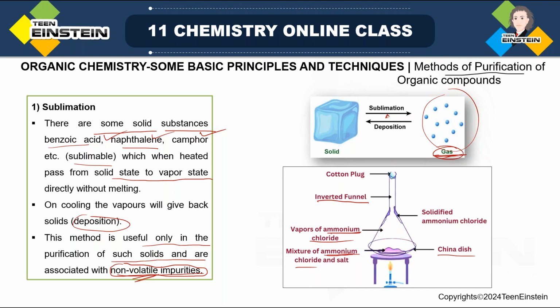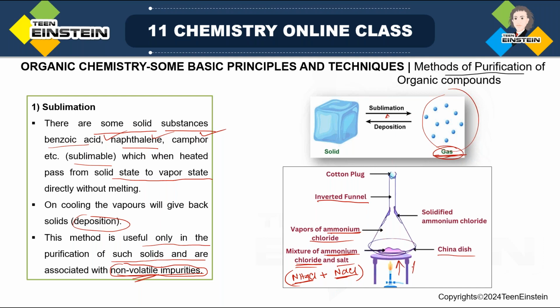So suppose this is one compound which is sublimable, NH4Cl, plus salt. Suppose we have sodium chloride. Now these two mixtures are present and you have to purify it. Now this is sublimable, not NaCl, and it is not also volatile. So all the conditions are fulfilled, so we can apply the sublimation method.